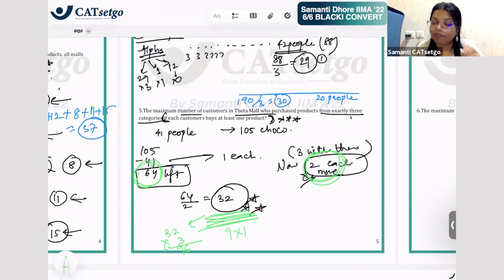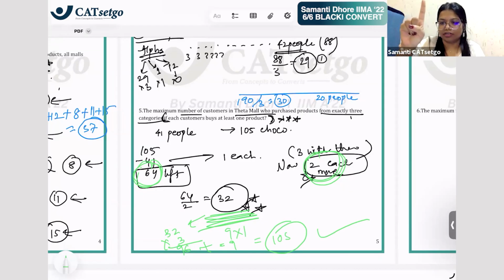And each of them have 1 each. 96 plus 9 is 105. You can make a linear equation also out of it if you put your mind to it. The linear equation is X people have 3 chocolates and 41 minus X people have 1 chocolate. Right? That's the thing. And together it is 109.